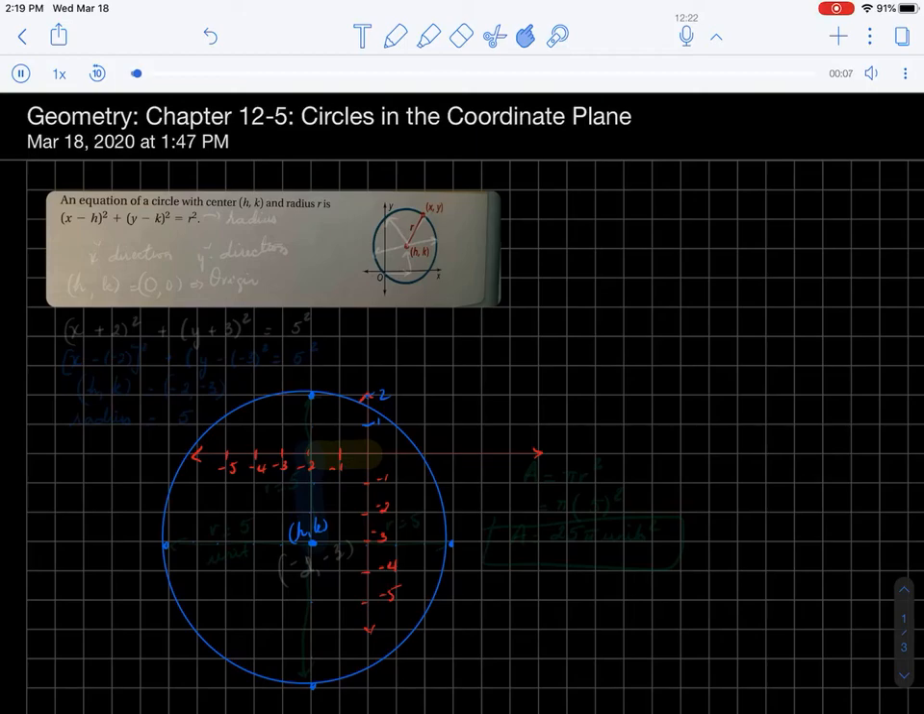This is the last lesson that we're going to cover for chapter 12, lesson 5. It is the basic graphing of a circle on a coordinate plane.